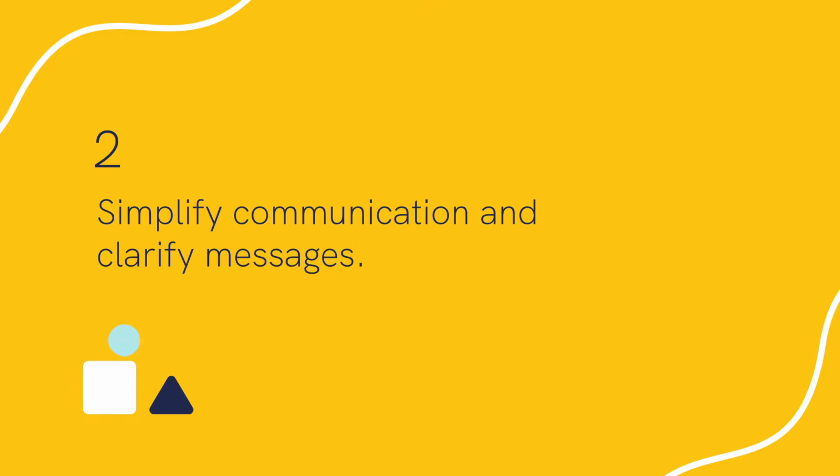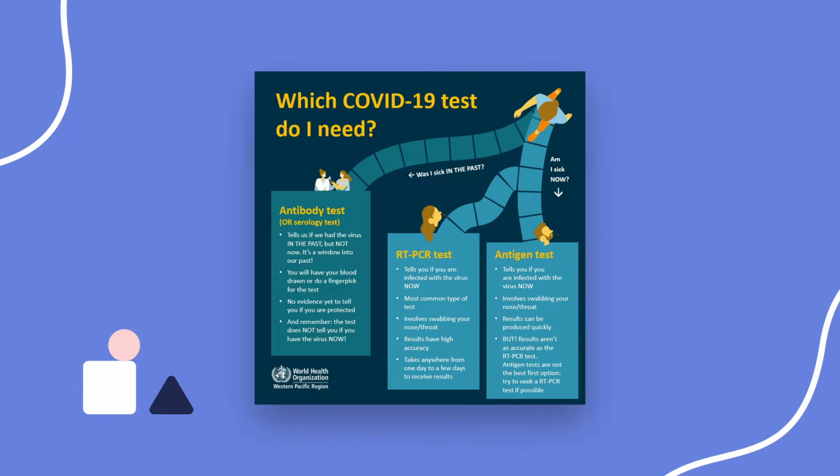2 is to simplify communication and clarify messages. Explaining novel concepts can be a challenge. For instance, before the COVID-19 outbreak, the idea of a pandemic was new to the public and seemed a little far-fetched. The good news is that infographics can help simplify and demystify complex ideas. For this reason, the World Health Organization used infographics to share accurate, up-to-date information about the coronavirus pandemic.